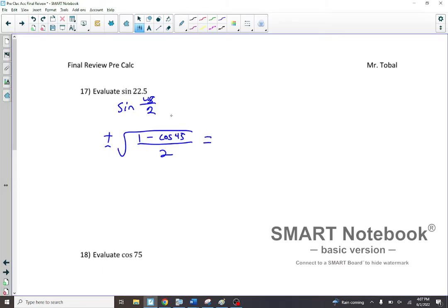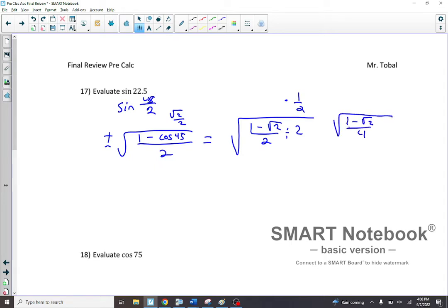So cosine 45 is root 2 over 2. So you have the square root of 1 minus root 2 over 2, all divided by 2. So maybe I should write it like this: 2 divided by 2 divided by 2, which is just the same thing as multiplying by 1/2. So then you can rewrite this as the square root of 1 minus root 2 over 4. Well, you can take the square root of the piece on the bottom. So the square root of 1 minus root 2 over 2.